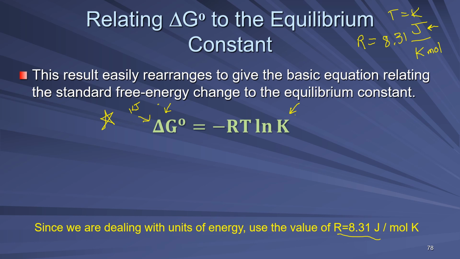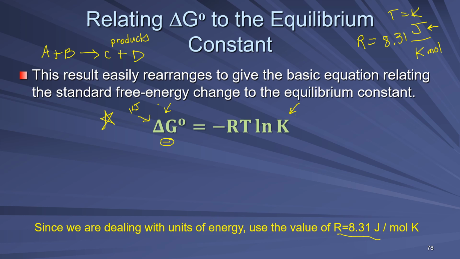But what I wanted to point out here is how they're related. So let's say that delta G is a negative number. What does that mean? That means the reaction is spontaneous. So if we have a reaction, let's just write it, A plus B goes to C plus D. If we have a reaction that's spontaneous, that means products predominate, right?